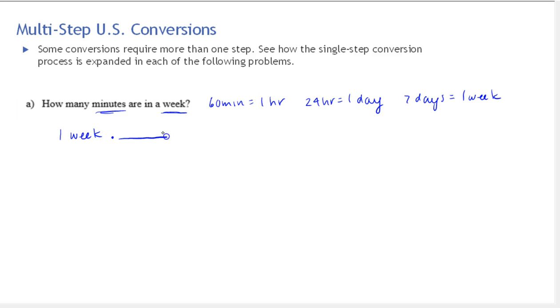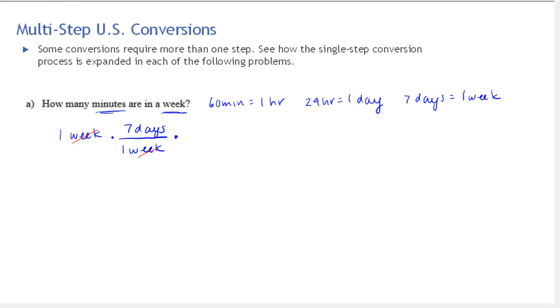So starting at a week, I have a relationship between week and days. I want weeks to cancel, so I'm going to put weeks on the bottom and days on top. Now I'm not done multiplying. I'm not going to multiply anything out yet, but I'm going to keep track of my units. I'm going to cancel weeks. Now I have days. I can go from days to hours using this conversion.